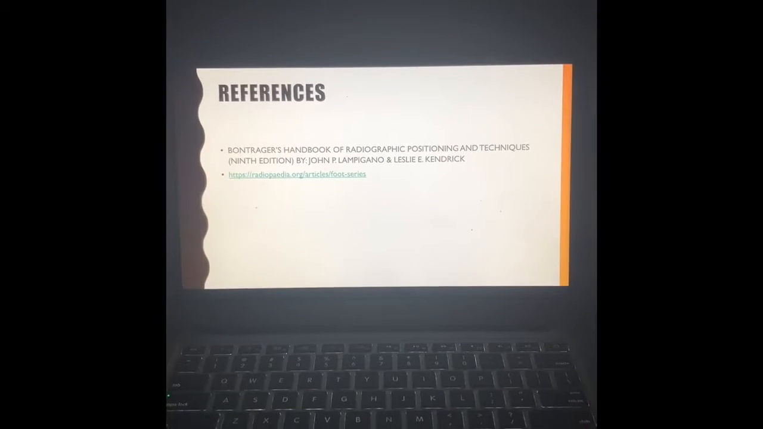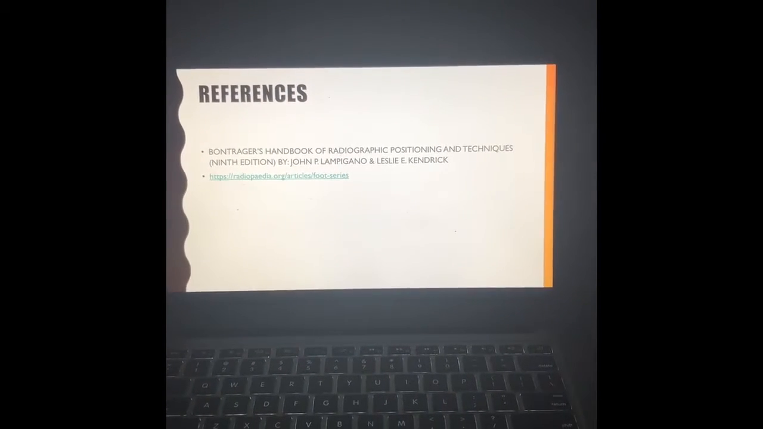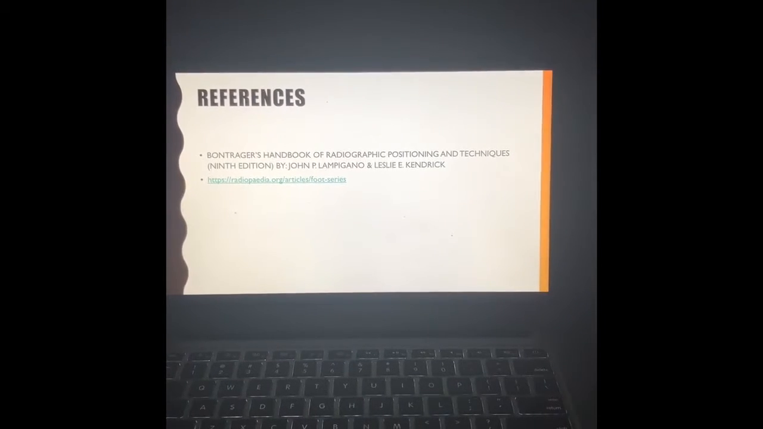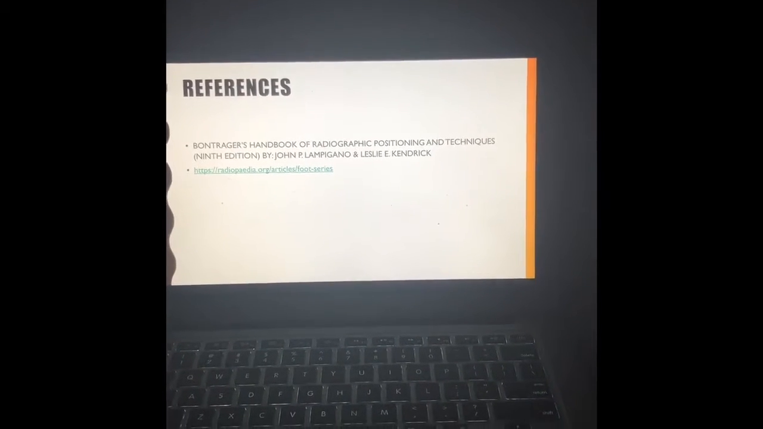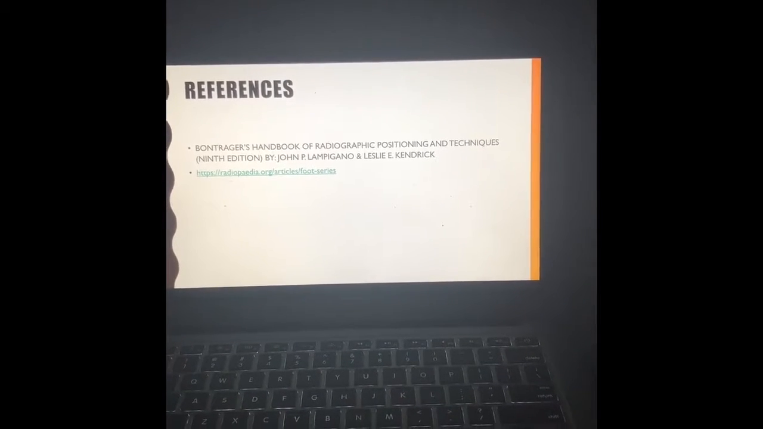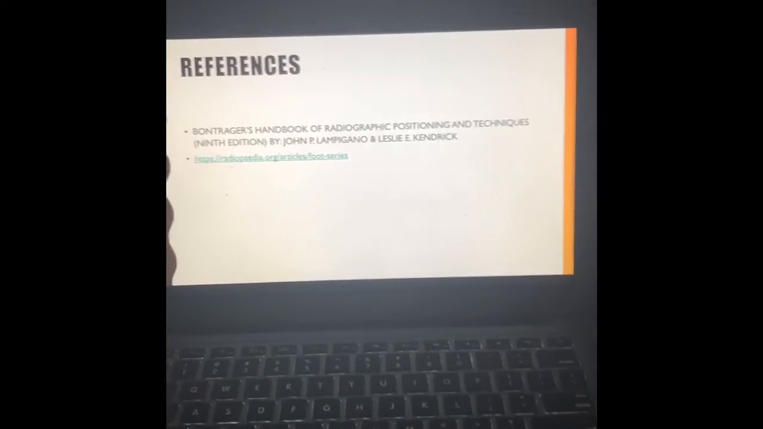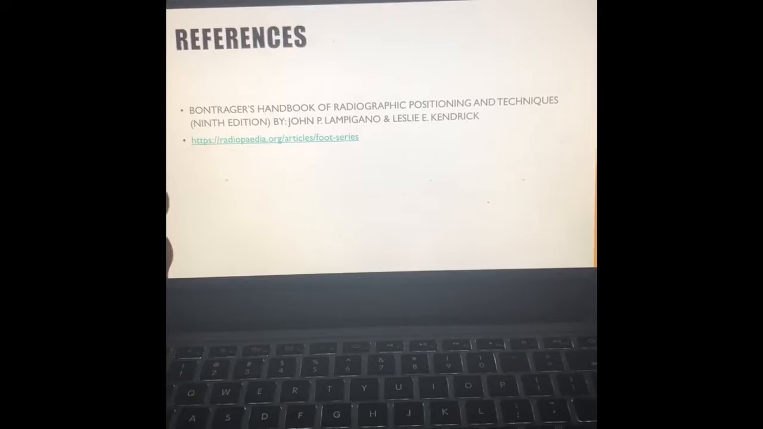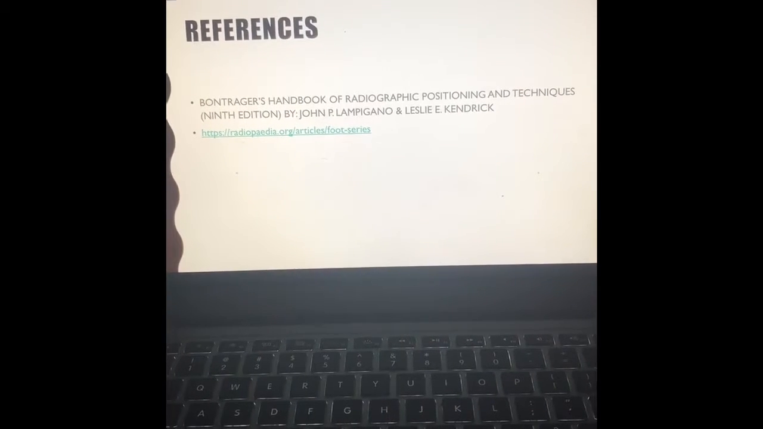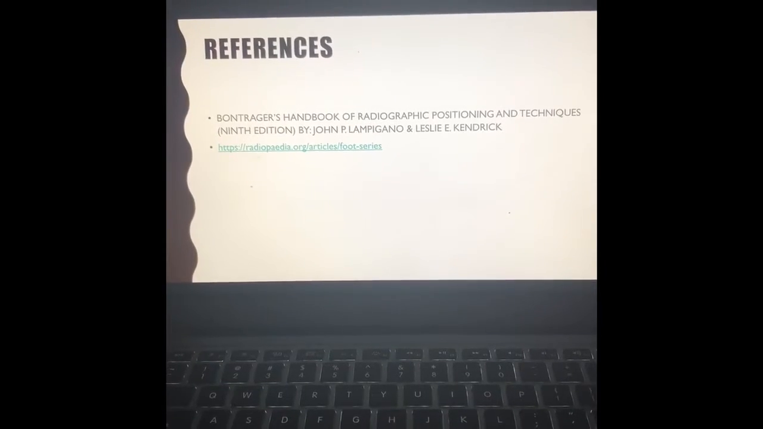My references. I got most of my references from Bontrager's Handbook of Radiographic Positioning and Techniques, 9th edition, by John P. Lampignano and Leslie E. Kendrick. I also got a lot of my images and some of my information from radiopaedia.org/articles/foot series.